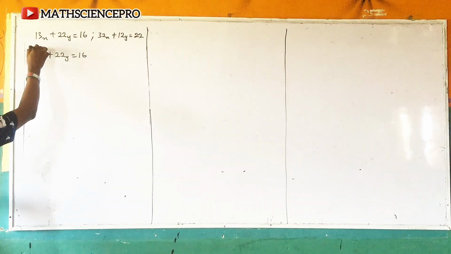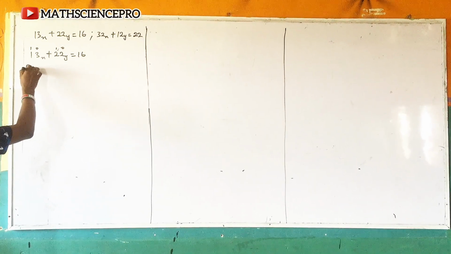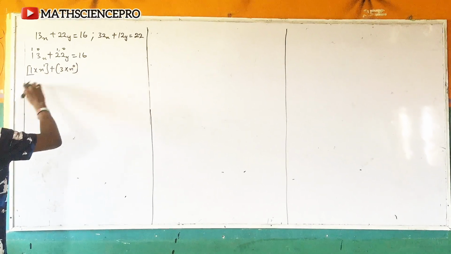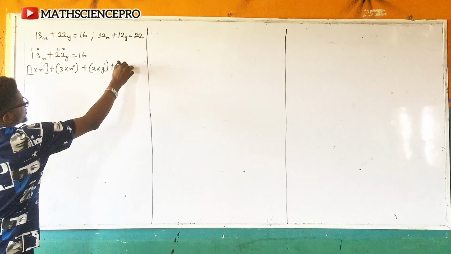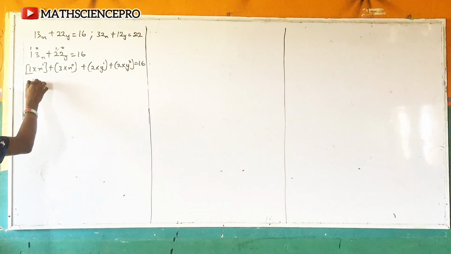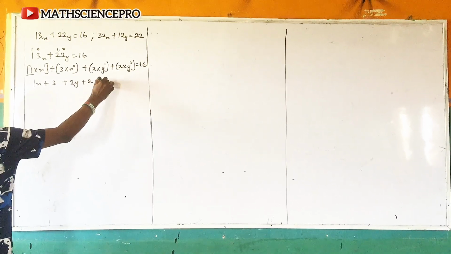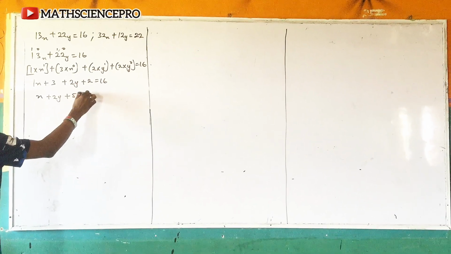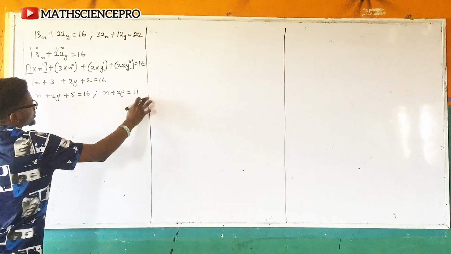So, when converting any other base to base 10, remember you do something like this. For this first one, you have 1 times x raised to the power 1, 3 times x raised to the power 0, 2 times y raised to the power 1, 2 times y raised to the power 0 equals 16. It's going to be 1x plus 3 plus 2y plus 2 equals 16. So I have x plus 2y plus 5 equals 16. At the end of the day, you have x plus 2y equals 11. This is equation star.